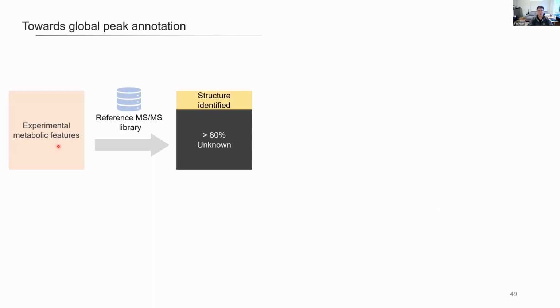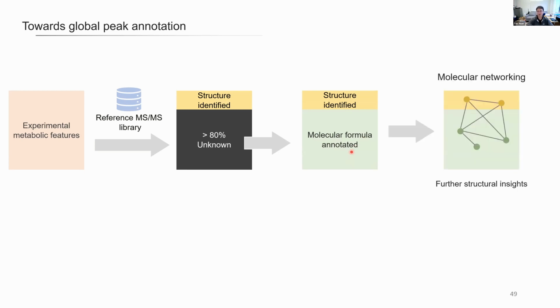And we didn't really stop there, because we really want to make a comprehensive bioinformatics solution for people to address the dark matter. How can we link them? Some of them are annotated by structure identification with chemical standards, and others are molecular formula annotated by BUDDY, right? How can we link them? Here we incorporate the idea of global peak optimization, or global peak annotation.